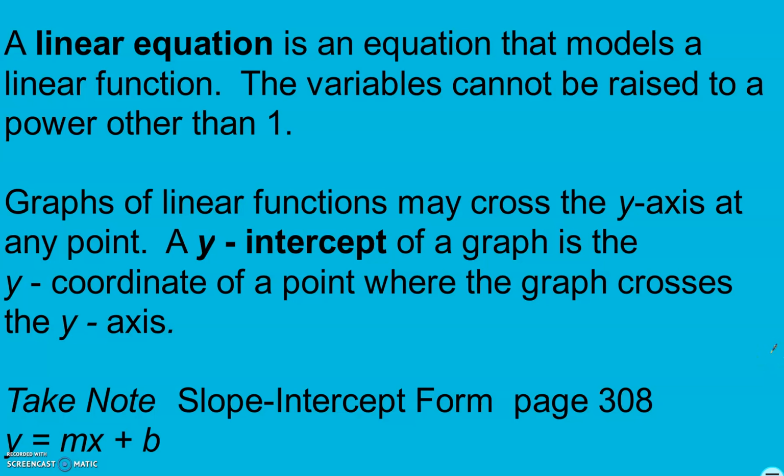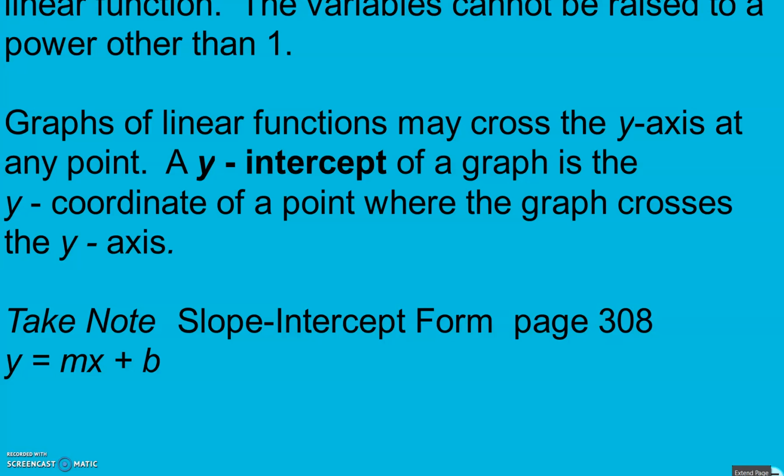So a y-intercept of a graph is the y-coordinate of a point where the graph crosses the y-axis. So it's our y value where we cross. So where we cross the y-axis, our up and down axis, that value is our y-intercept. If we look at the take note on page 308, it's our slope-intercept form. Y equals mx plus b.